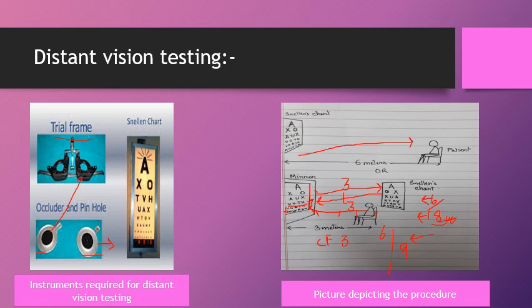If he is unable to see the fingers, then we will show the hand and wave the hand close to his face. If he is able to see the hand movements, then his vision becomes hand movements, which is represented by HM.